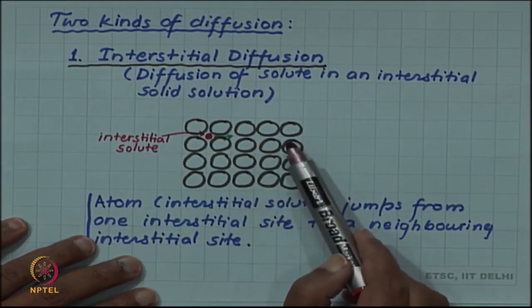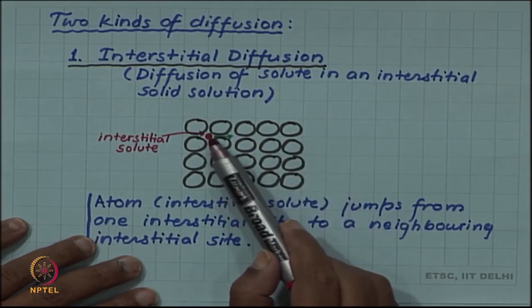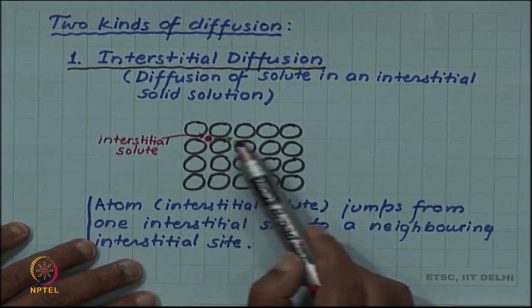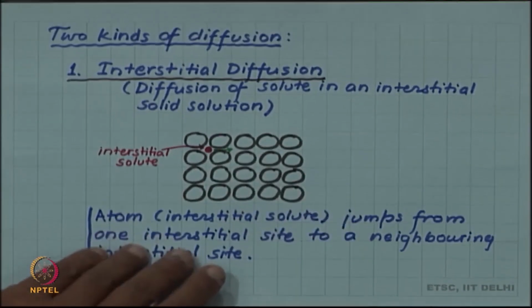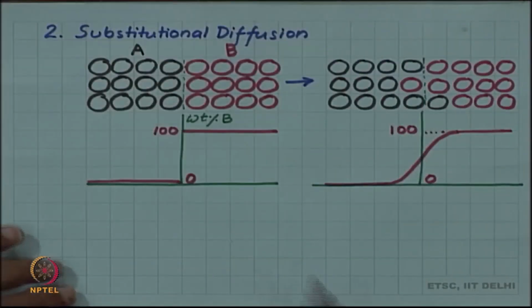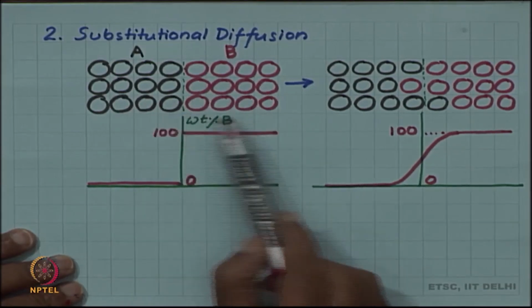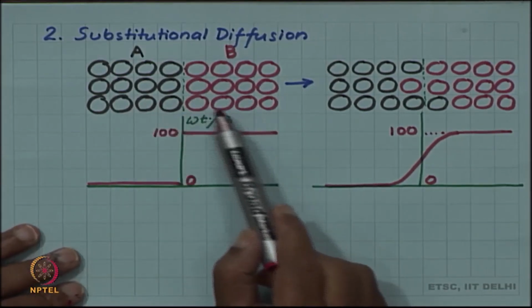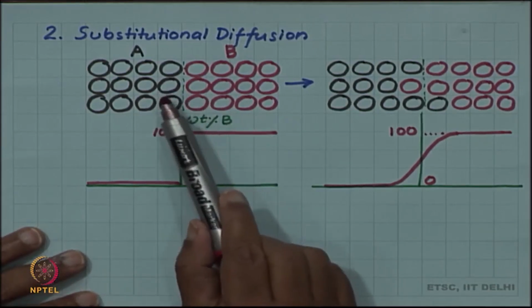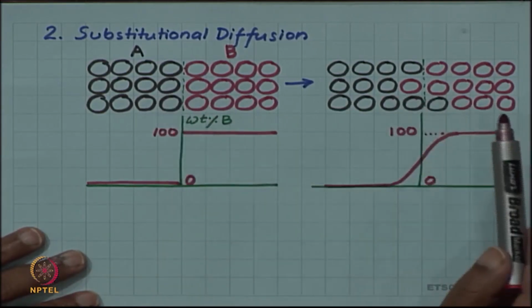in the interstitial diffusion most interstitial sites are vacant. So, an interstitial solute can jump into a neighboring vacant interstitial site, but this is not the situation here, because, as I have shown here, all positions are occupied by atoms sitting on their regular position. Then how is this diffusion possible?